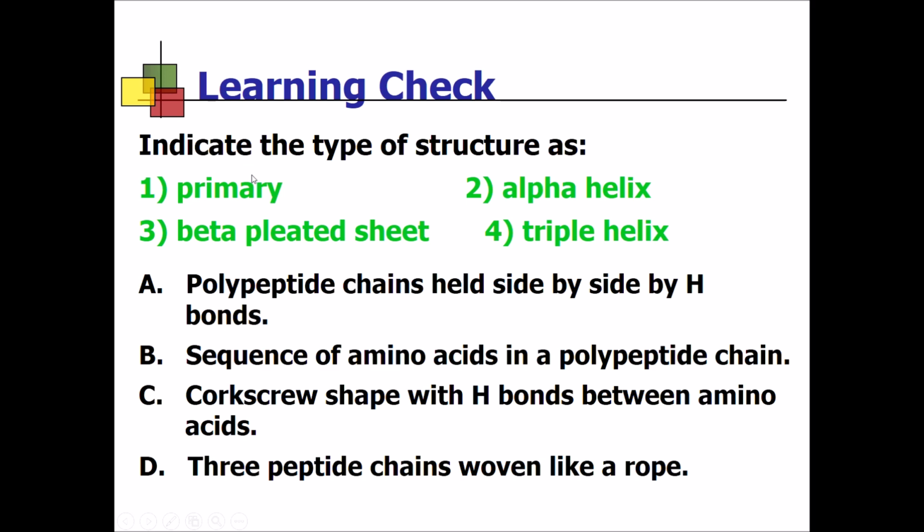And so that's what we're keen on, terms like the sequence or order. So is it glycine, alanine, glycine, or is it alanine, alanine, proline? What's going on? There could be all kinds of different arrangements. We have 20 different amino acids, so there are lots of different ways we could order those. And remember, the primary structure is usually somewhere between 50 and 10,000 amino acids long. So these are long chains. The corkscrew shape with hydrogen bonds stabilizing them is the alpha helix, and then three peptide chains woven together like a rope would be the triple helix.